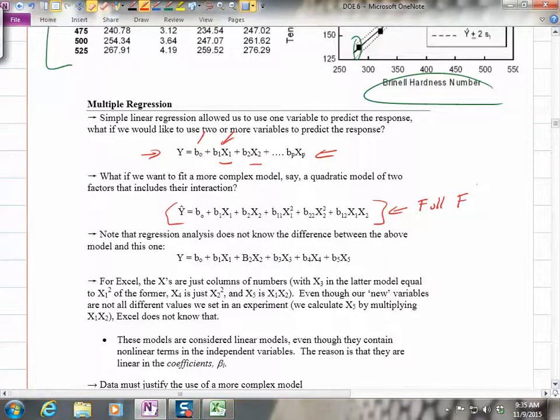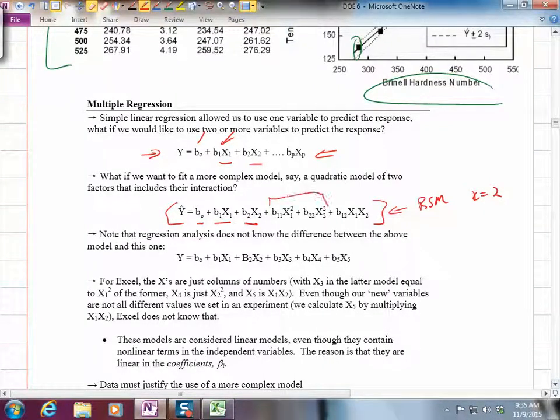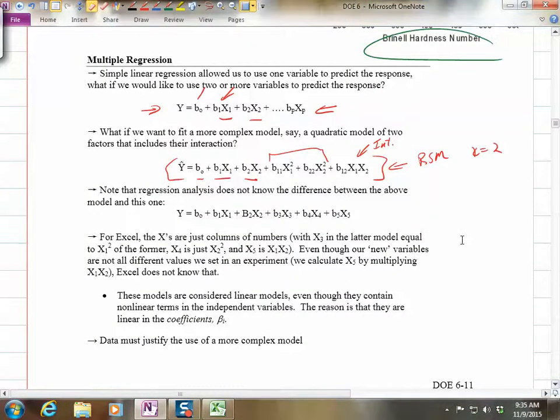of not just a full factorial. So this would be some response surface method model with k equals 2. We have main effects, we have the quadratic terms, and we have the interaction term. So that is a linear model, and we can use linear regression to fit the model to the data, which means it will give us those coefficients.